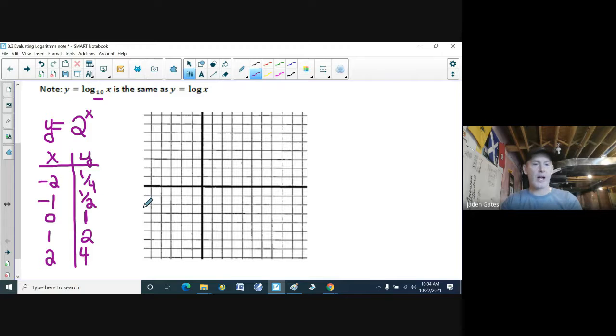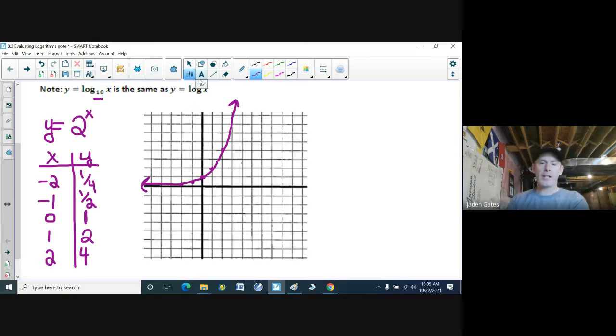Now, the reason that I'm showing you that, and I'm going to graph these, let's do that first. So let's graph this equation. So -2, I got 1/4. -1, I got a half. 0, I got 1. 1, I got 2. And 2, I got 4. And hopefully, if you've taken grade 11 math, you did exponential equations that start off rising slowly, but then take right off. So there's our y equals 2 to the power of x.